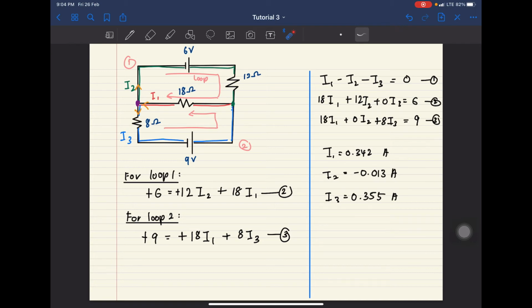So sometimes I1, I2, I3 kamu label kat tempat lain, so you might get a different answer. Tapi nilai belakang ni mesti sama. So current, they will look into your final value over here, the magnitude there. Okay.